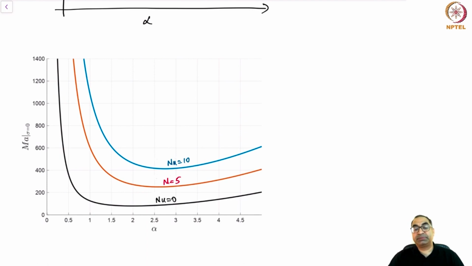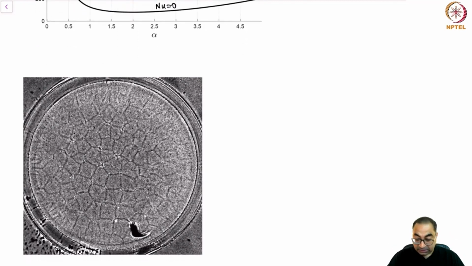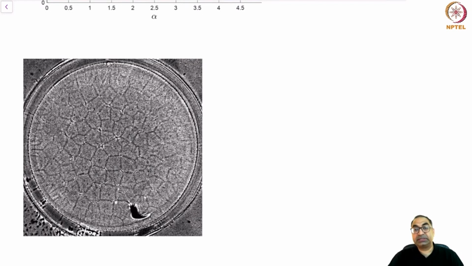Now we can also do an experiment. This is an experiment where we have taken a heater and heated it from the bottom, and we have a thin layer of silicone oil. If you see the convection pattern, you can see some hexagonal, polygonal convection cells. What is really happening is that the fluid is actually rising from the bottom and then dipping down again, and there is motion along the interface.